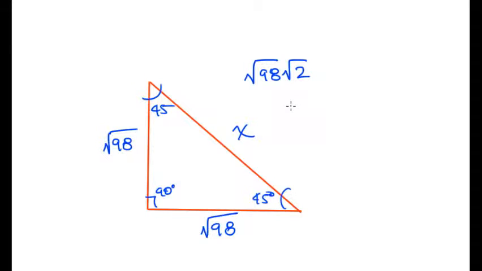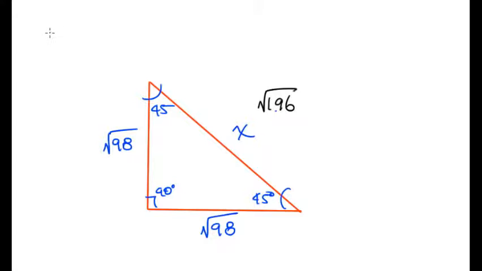And what is that? Well, that's 98 times 2, which is 196. It is going to be rad 196. Rad 196 is going to be our hypotenuse. And how do we simplify that? Let's think that through a bit. What is the rad of 196?